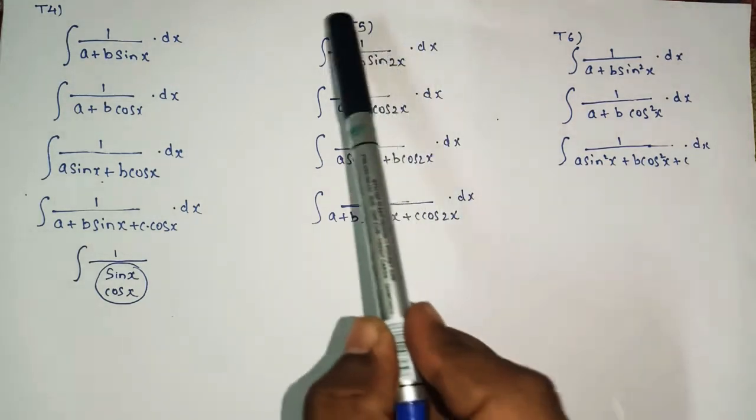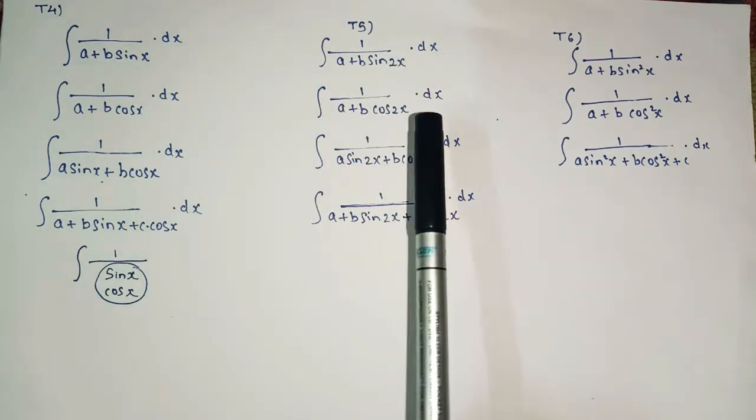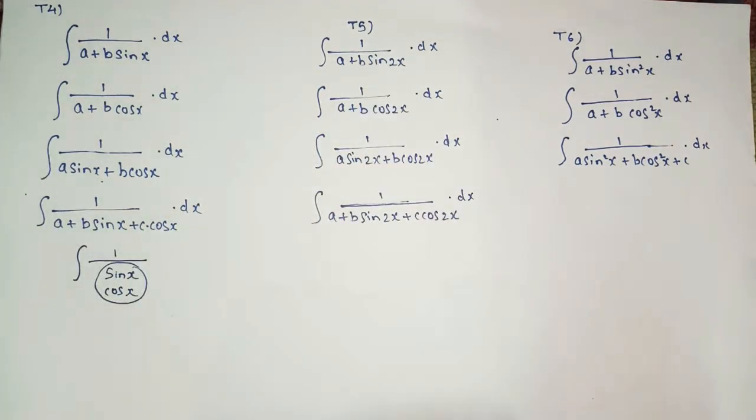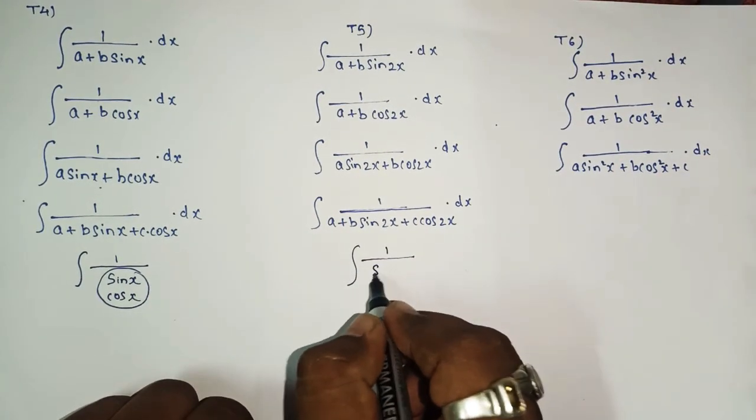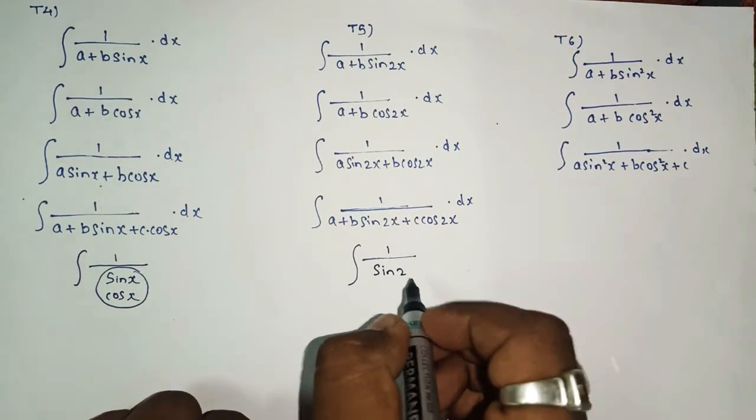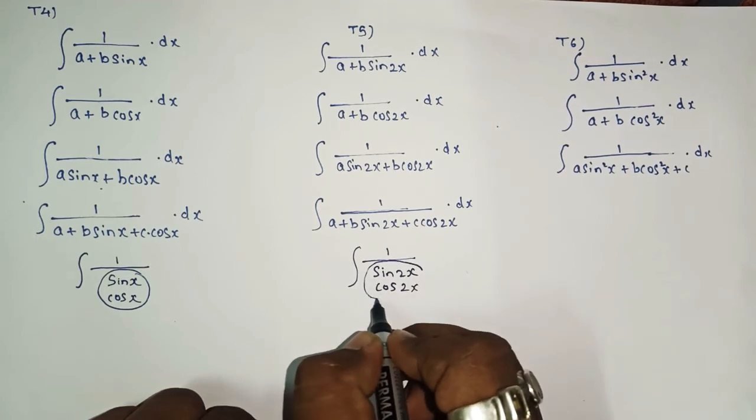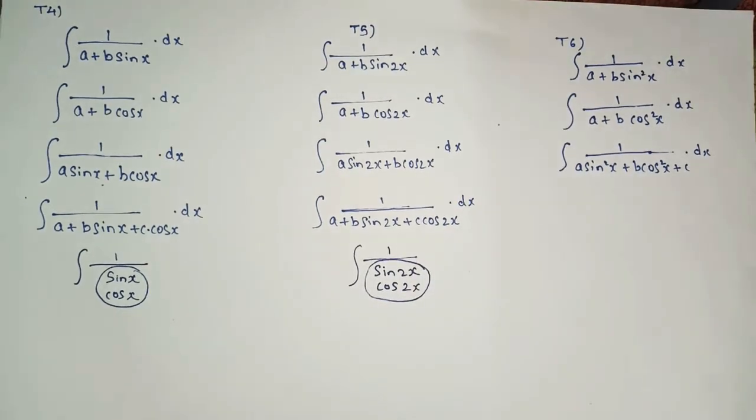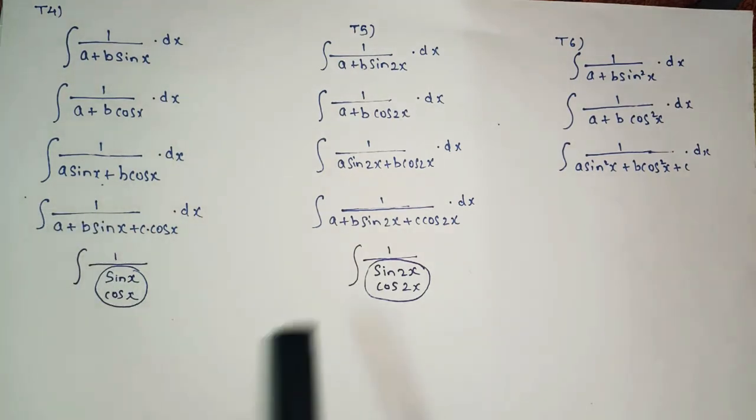Type number 5 is what? Your sin x and cos x are replaced by sin 2x and cos 2x. The rest is the same. So you can remember type number 5 as: in the numerator you will have 1, and in the denominator you will have sin 2x, sometimes cos 2x, sometimes both sin 2x and cos 2x together. So in simple language, type number 4 you can remember as sin x cos x, and type number 5 as sin 2x cos 2x.